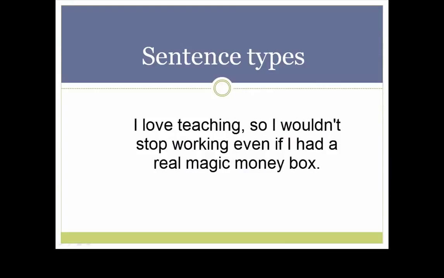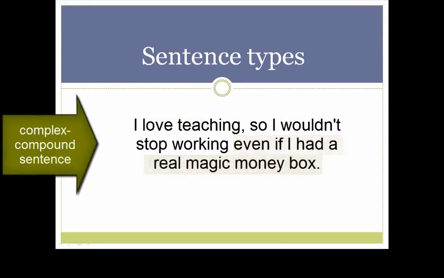Now look at this example. I love teaching, so I wouldn't stop working even if I had a real magic money box. Hopefully you see it's compound because we have two independent clauses, but we also have one dependent clause, which makes this complex. We can call this a complex compound sentence. Look carefully at the punctuation. I have a comma plus a coordinating conjunction, and no comma before my dependent clause because it's in that final position.